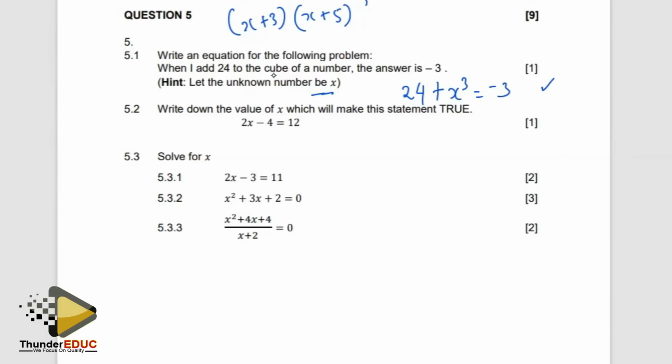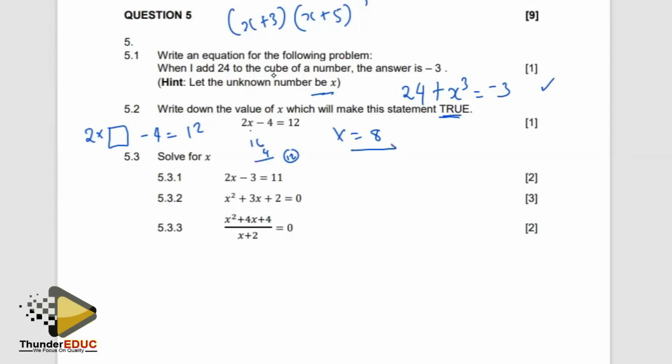5.2, write down the value of x, which will make the statement true. So in our earlier grades, we used to say 2 times a box minus 4 equals 12. Which number do we put here so that if we multiply this, we get that? The answer is 8, if you're guessing, because 2 times 8 is 16. 16 minus 4, we get a 12.